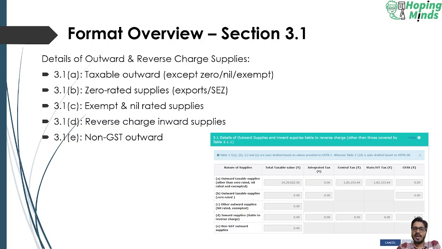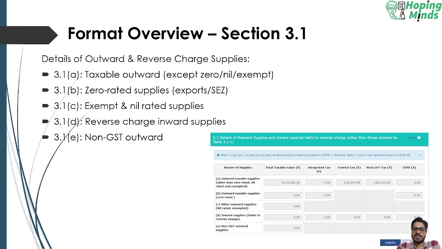For example, I have availed the transportation services of a GTA, that is Goods Transportation Agency, and the amount that has been charged from us is rupees 10,000. So the taxes on this 10,000 shall be borne by us and I have to pay the taxes and avail the input tax credit. So such inward supplies will be declared in table 3.1d.